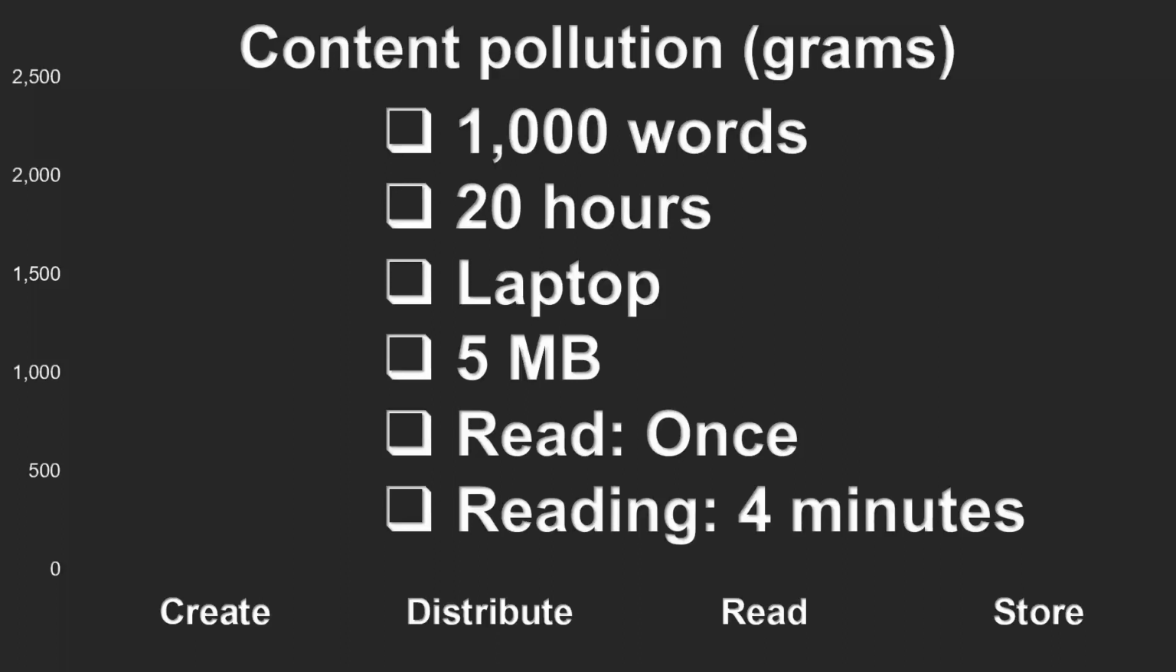So I did an analysis with lots of other experts in the content space. We estimated that creating a typical 1,000 words of content takes about 20 hours of effort, from ideation to actual creation to review to sign-off and editing and all those sorts of things. About 20 hours. So I estimated on a laptop, and I can go into these numbers at a later stage, the impact of using a laptop for an hour, which I calculated at 107 grams of CO2.